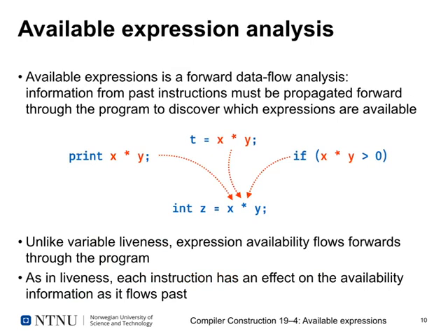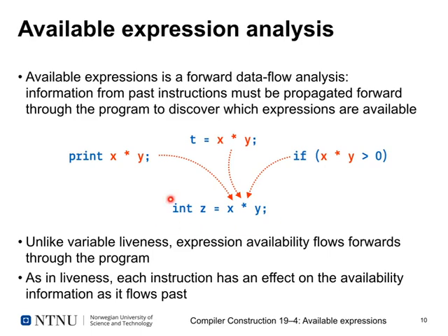So available expressions is a forward data flow analysis. So we need to know what happened before, so which expressions have been calculated before, and if the values of the variables that make up these expressions have not been changed. So information from past expressions must be propagated forward throughout our program to discover which of the expressions are actually available. So for example, we have a program that contains several expressions consisting of x times y, like that one, this one here, and this one here.